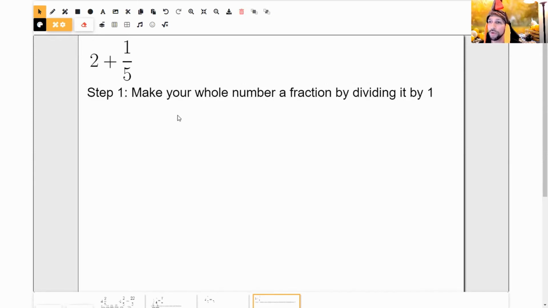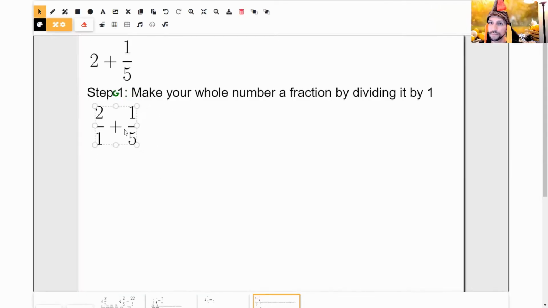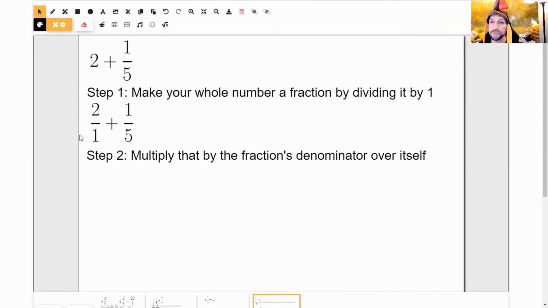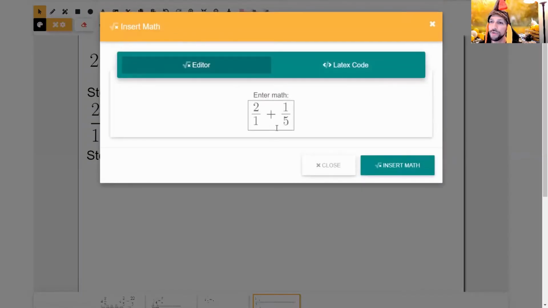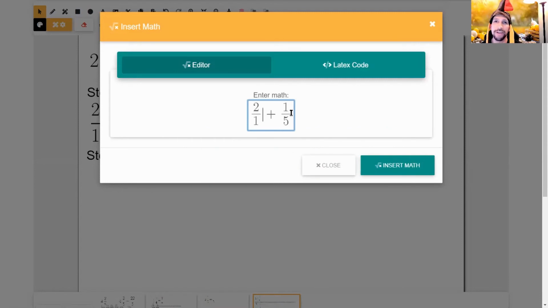My first step will be to make my whole number a fraction by dividing it by 1. So let's just take 2 divided by 1. Anything divided by 1 is itself, so we're allowed to do this. Our second step is going to be to multiply the new fraction we just made, 2 wholes, by the fraction, our original 1/5 denominator, 5, over itself. The reason we do this is because we need to get to fifths. Well, an easy way to get wholes to fifths would be to multiply by 5. But I can't just multiply something by 5, nor can I divide it by 5. I can multiply something by 1, and I'm going to multiply by a special form of 1. Anything divided by itself is equal to 1, so 5/5 is equal to 1.